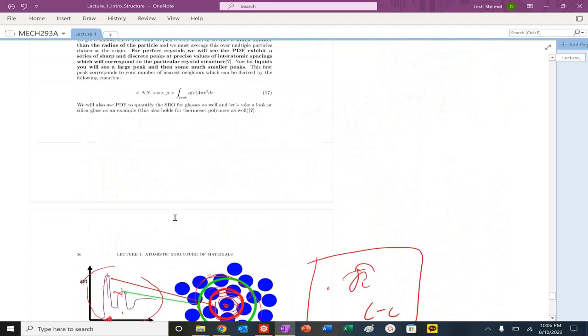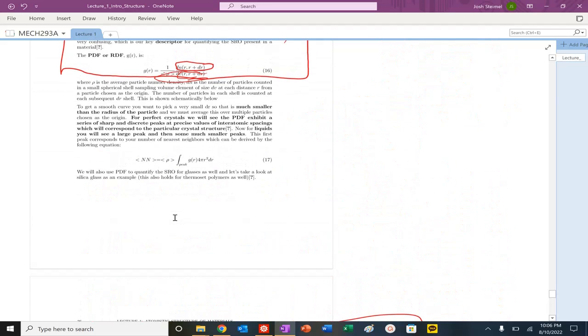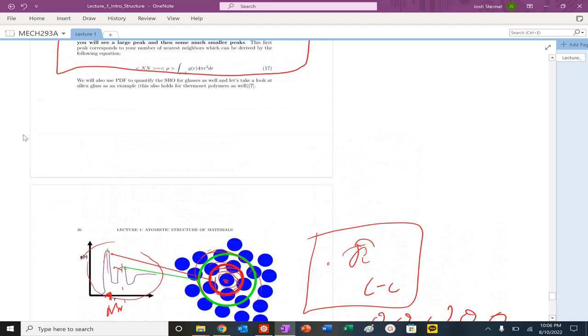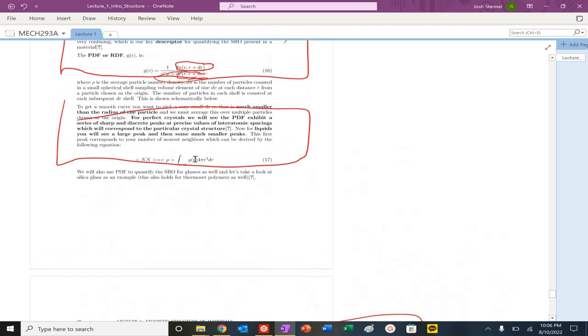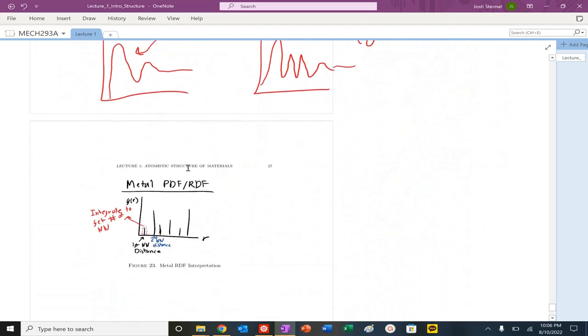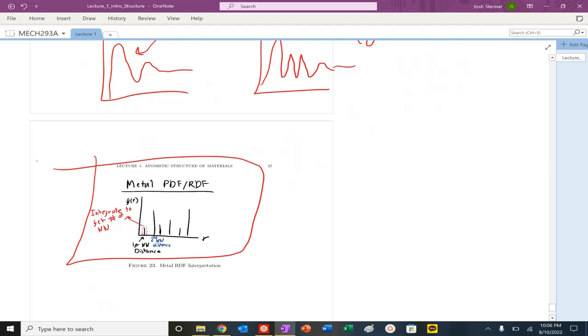One of the cool things, and you can read through this in the notes, is that if you integrate the peak and multiply by the average density, you can calculate the number of nearest neighbors. So you can integrate this to get the number of nearest neighbors. And again, here's your first nearest neighbor distance and second nearest neighbor distance, if you have a metal.